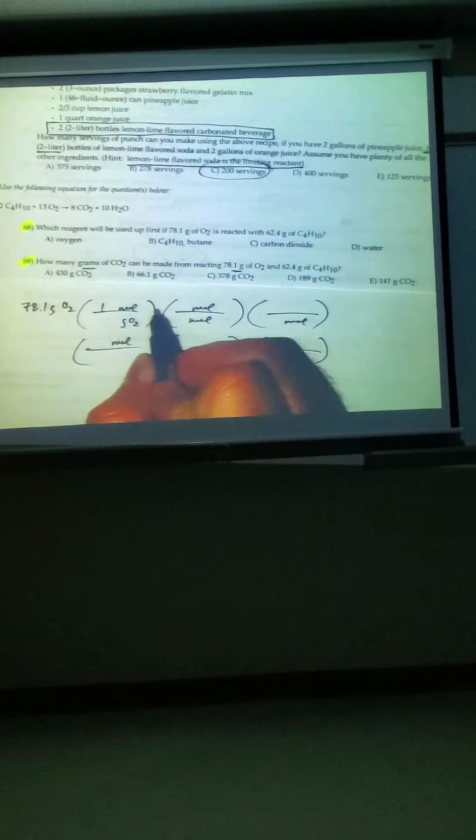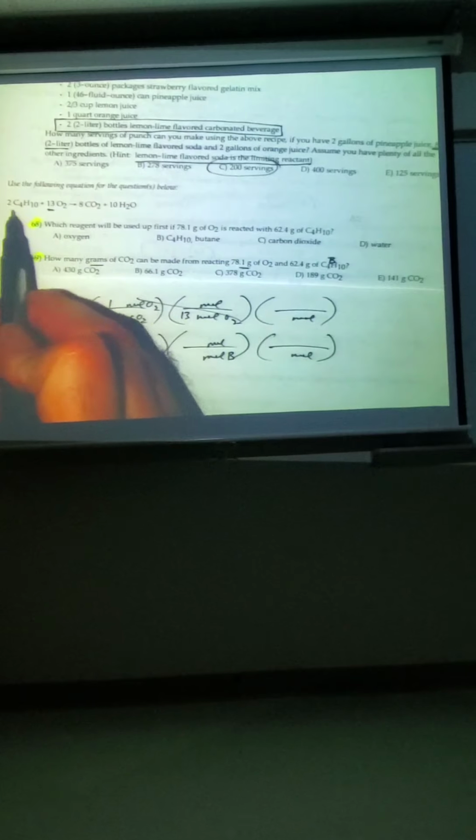We have 78.1 grams of O2, so grams of O2 per 1 mole on the periodic table. O2 cancels. In the balanced chemical equation, O2 was a 13. O plus O is 16 plus 16, that's about 32. So far so good. Let's do the other one.